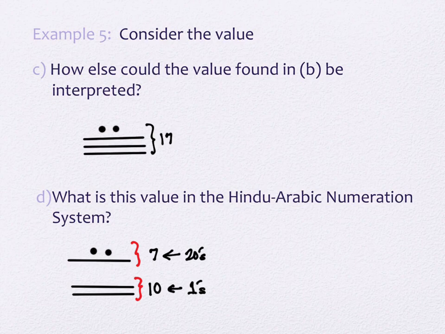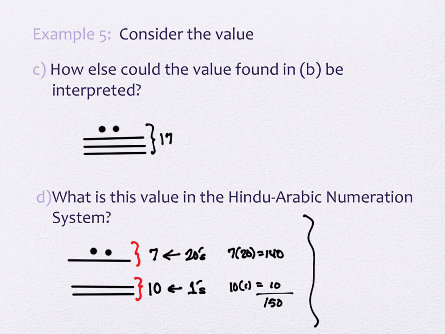So if you had 7 $20 bills, how much would you have? 140, right? So 7 twenties is the same thing as having 7 times 20, or 140. And if you had just 10 ones, like 10 $1 bills, you'd have 10 times 1, which is the number 10. And combined together, this is supposed to be 150. So I was supposed to have 150, but I might be misinterpreting it as the number 17. That's a problem, right?